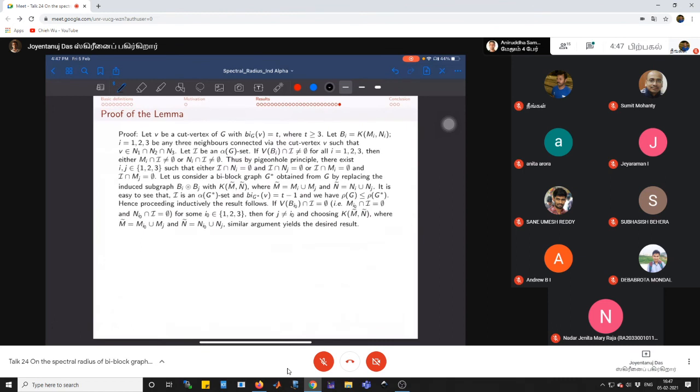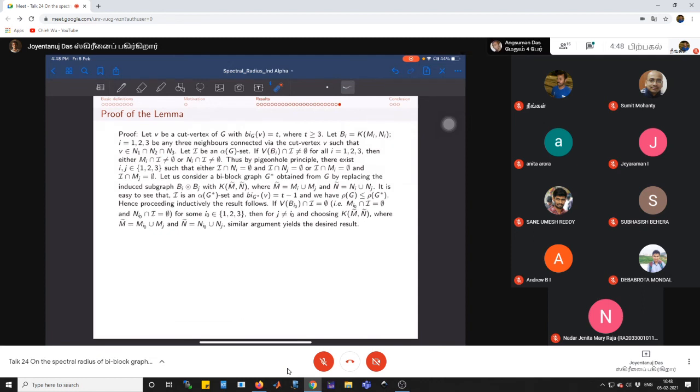Okay, so we start with a biblock graph G, and suppose there is a cut vertex where the block index is greater than or equal to 3. Since it is greater than or equal to 3, it is shared by at least 3 blocks. So we are taking 3 of them, that is B_i for i equal to 1 to 3, each with partitions M_i and N_i. Without loss of generality, we can always consider that the cut vertex V is contained in the second partition, that is, V belongs to N_1 intersection N_2 intersection N_3.